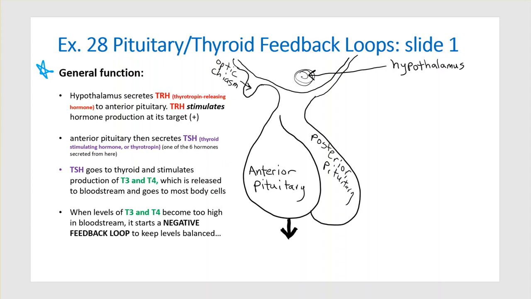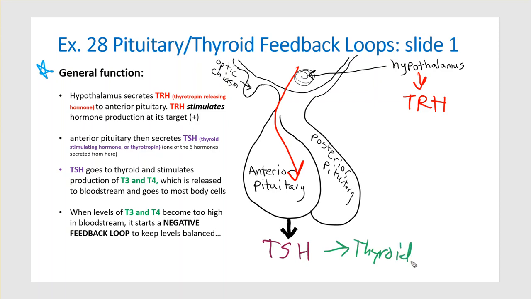Your hypothalamus is going to secrete TRH, and that TRH is going to go down to the anterior pituitary and stimulate hormone production there. The anterior pituitary is then going to synthesize thyroid stimulating hormone. The thyroid stimulating hormone is going to go to the thyroid gland, and the thyroid is going to make T3 and T4 that goes into the bloodstream.